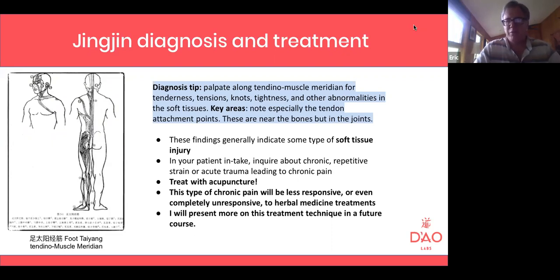These kinds of soft tissue injuries, I can tell you that they almost absolutely need to be treated with acupuncture. I don't think anything else quite gets to them, even massage. And again, I'll leave the details of exactly how to do it for a future course. But it's really an acupuncture therapy.